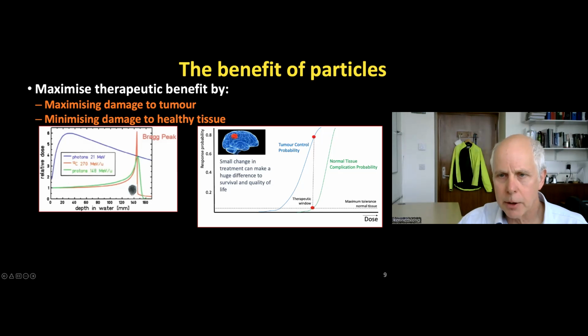A key issue is the therapeutic window. So there's the tumor kill probability. This, in a cartoon way, rises with dose. And then there's a normal tissue complication probability, which also rises with dose. And the therapeutic window is the degree to which you separate the killing of the tumor from the damage to healthy tissue. And the whole objective is to increase the therapeutic window.